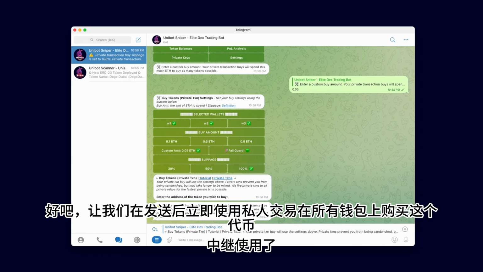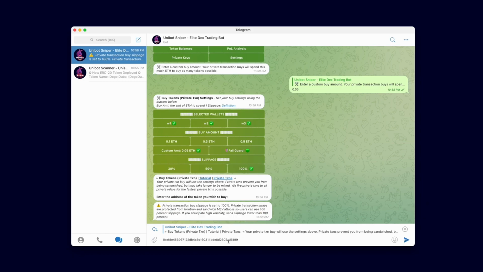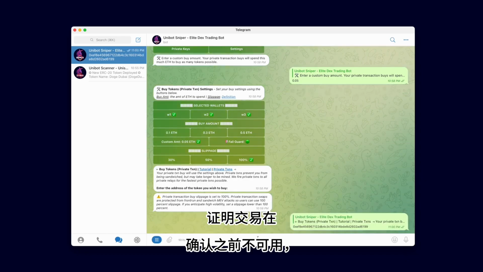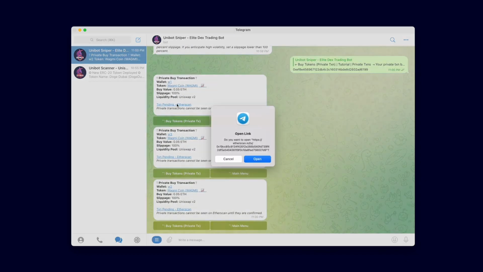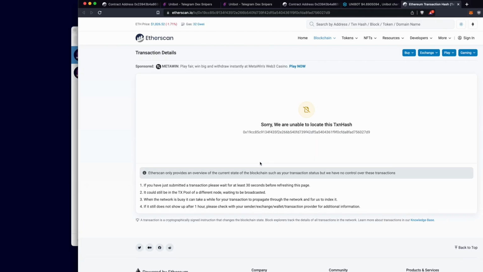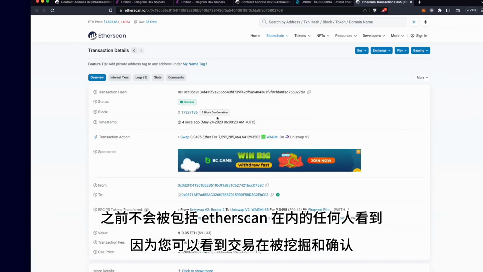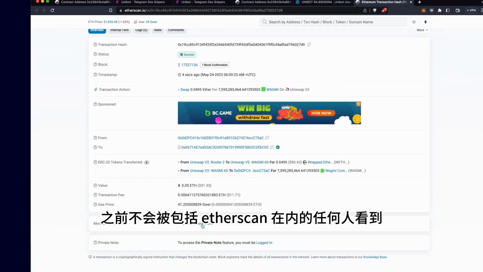Alright, let's buy this token on all wallets using private transactions. Immediately after sending the transaction, we will open Etherscan to demonstrate that the transaction is not available until it is confirmed. As you can see, the transaction is not seen by anyone, including Etherscan, until it is mined and confirmed.